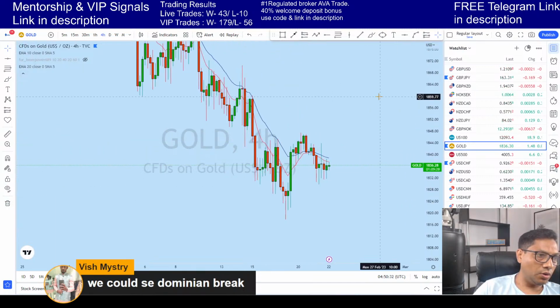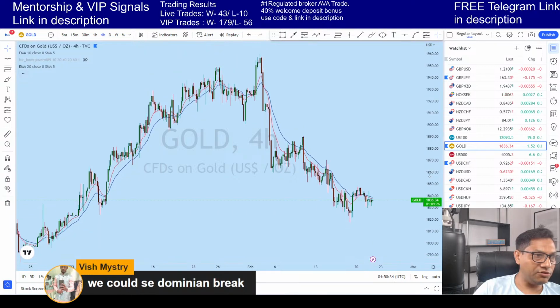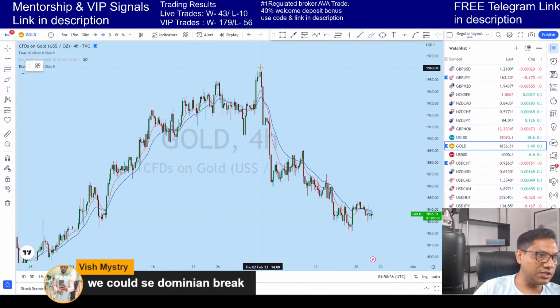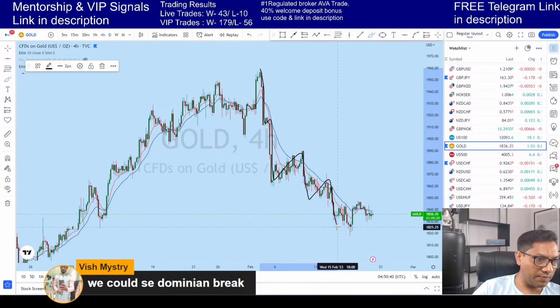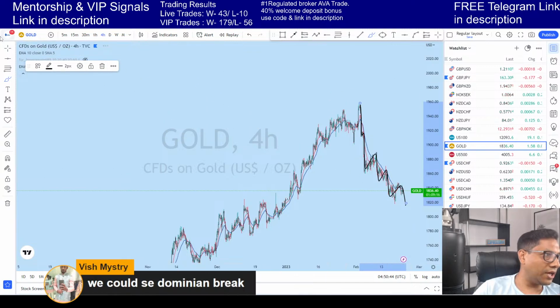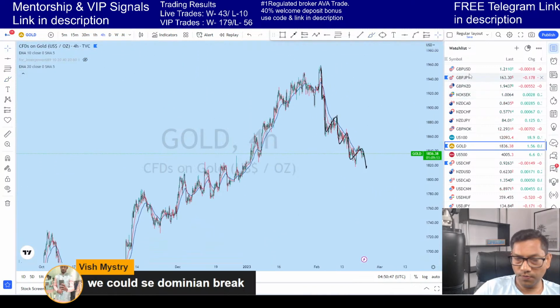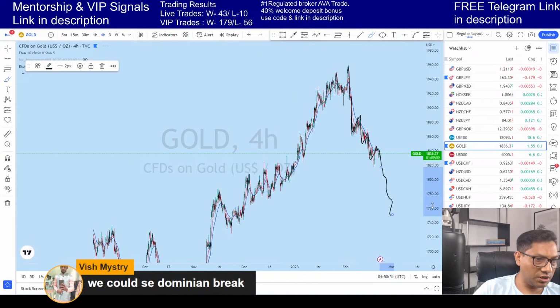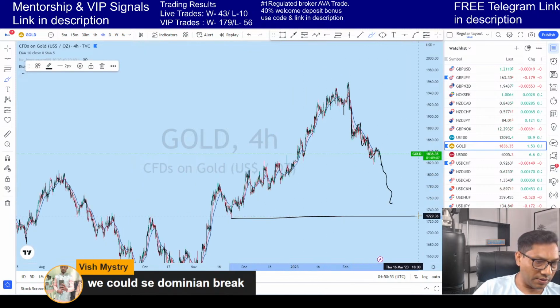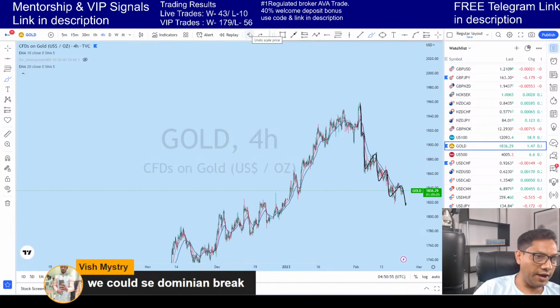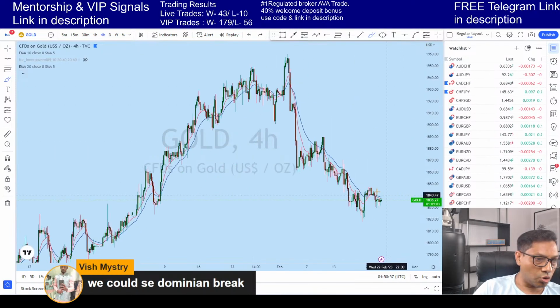We saw that gold is a long-term bearish market. The trend is bearish. You can see starting from here: impulse, correction, impulse. Basically every time the price was creating a series of lower highs and lower lows. So we can expect gold to continue to drop in this direction, even to this level of support. And so gold is bearish.